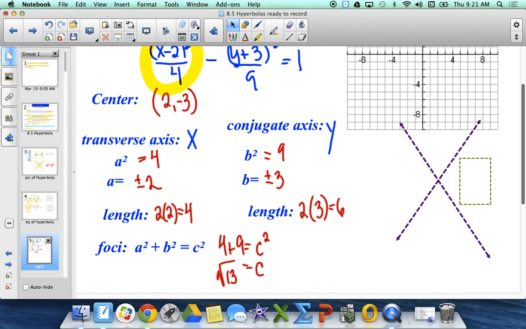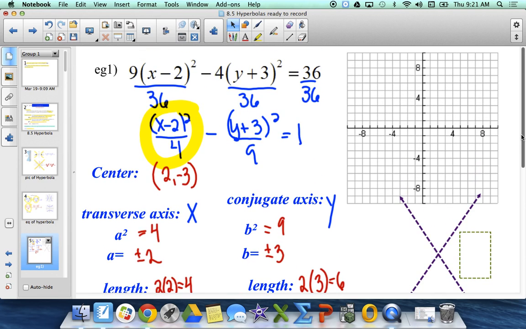Now when we draw this, we're going to draw what I would call the skeleton. That's the bit that holds the branches together, or to draw the branches. So we're going to plot the center at 2 and negative 3. Then we're going to go to the right 2 units and to the left 2 units. Then we're going to go up 3 units and down 3 units. Then we're going to draw the rectangle. So when we draw this rectangle, we have a rectangle that looks like that. Then we're going to draw the asymptotes. The asymptotes go from corner to corner and through the center.